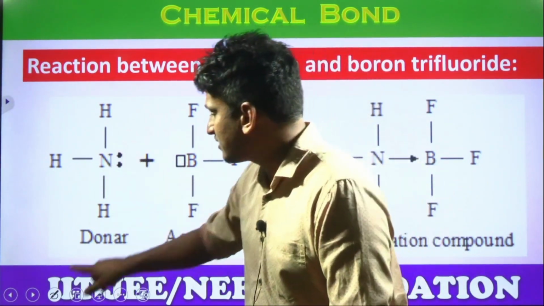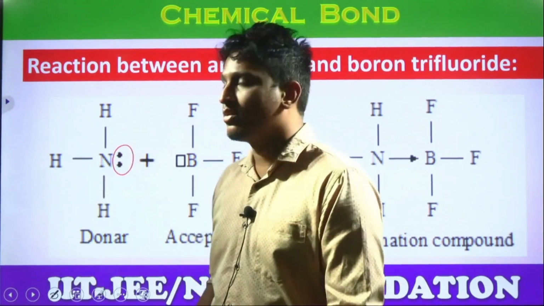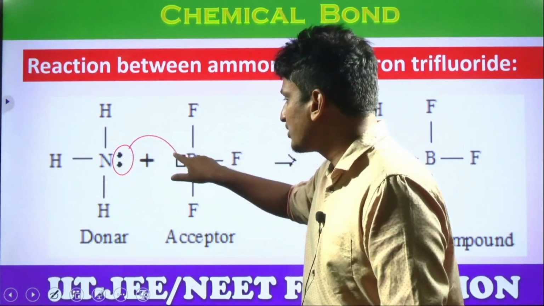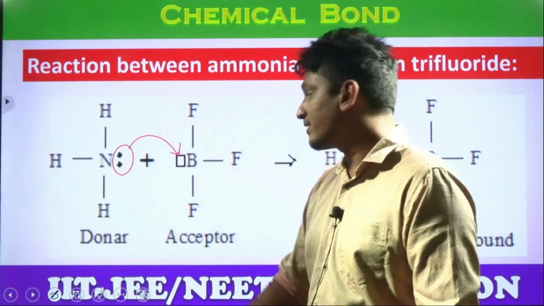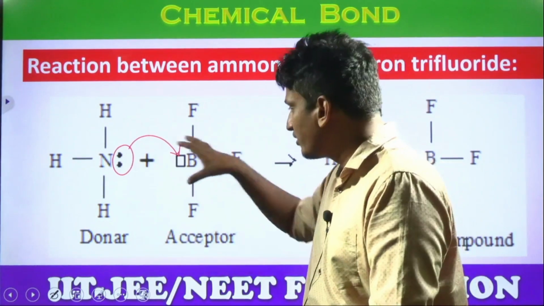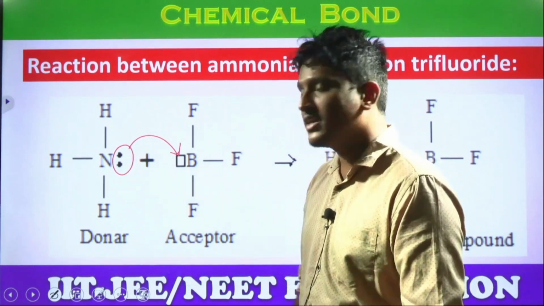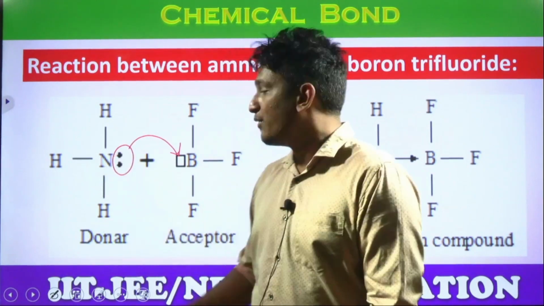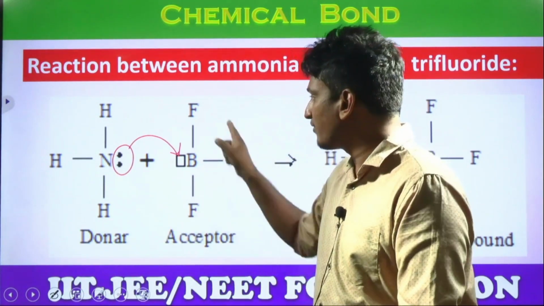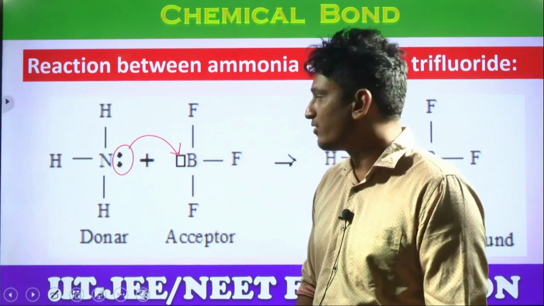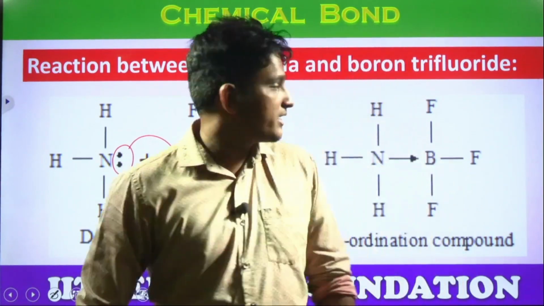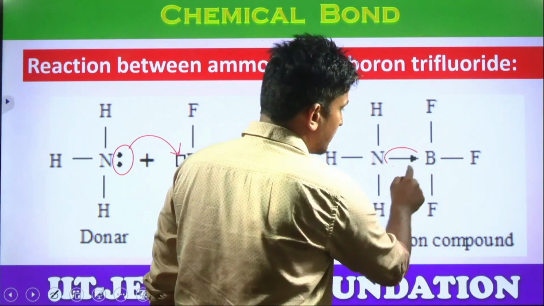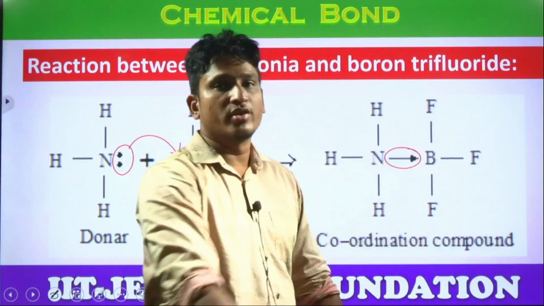So this electron pair from nitrogen will be attracted towards this boron, will be shared with this boron. Now which element is giving a pair of electrons? This nitrogen from ammonia. Which element is accepting? Boron from the BF3 molecule. Ultimately, after the bonding, this pair of electrons is still influenced by nitrogen as well as boron.